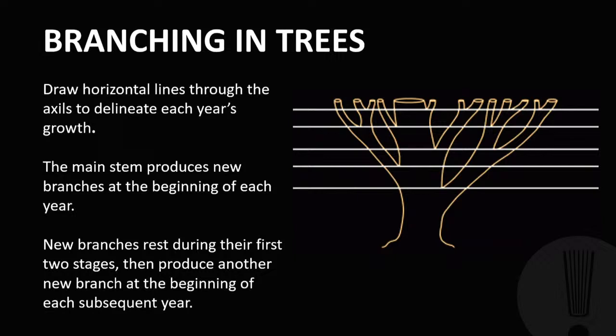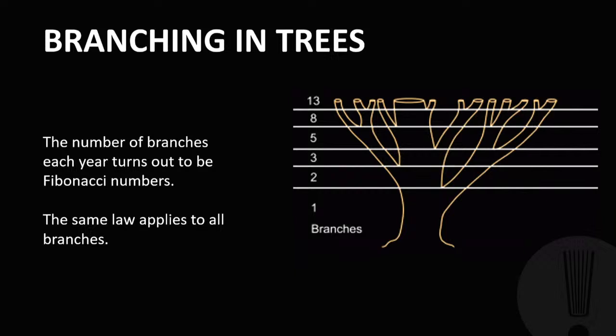So if we draw these lines, and of course this is a perfectly growing tree where all these lines happen to be horizontal. On a real tree, it wouldn't be a perfectly horizontal line. But what we find is that the number of branches each year turns out to be Fibonacci numbers. And that's really just due to this growth pattern where a new branch is produced, but then it waits another year before it starts producing additional branches off of it. So for each year there, you can count at the very top, you end up with 13 branches. The year before, there were 8. Before that, 5. And so on.